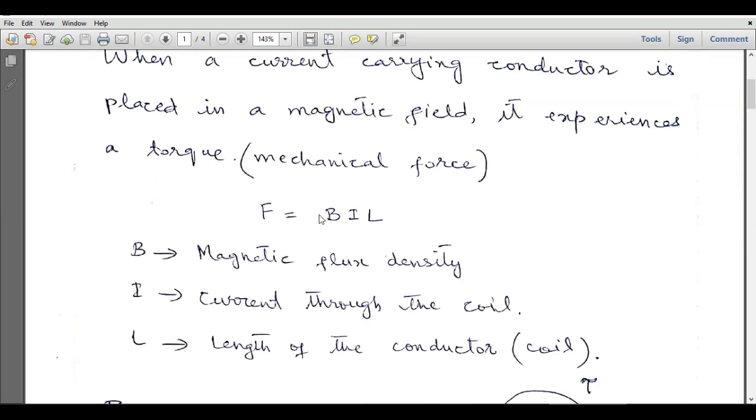So here the requirements for producing a torque in a motor are the magnetic field or magnetic flux, the current carrying conductor, and L is the length of the current carrying conductor. So B is the magnetic flux density, I is the current through the coil, L is the length of the conductor. If all these three things are present, then the force will be exerted on the coil and we can observe the mechanical motion.